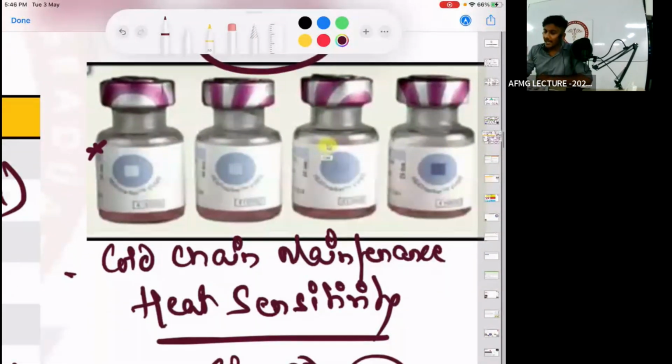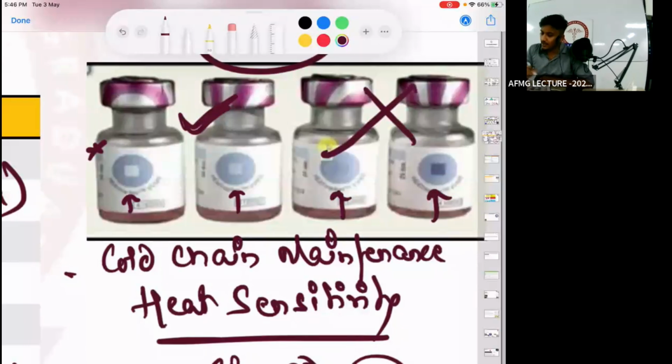If the inner square is lighter compared to the outer circle, then the vaccine can be used. But if the inner square color is either similar to or darker than the outer circle, then the vaccine should be discarded. They can give you any one of these images and ask what the nurse should do with this kind of vaccine.